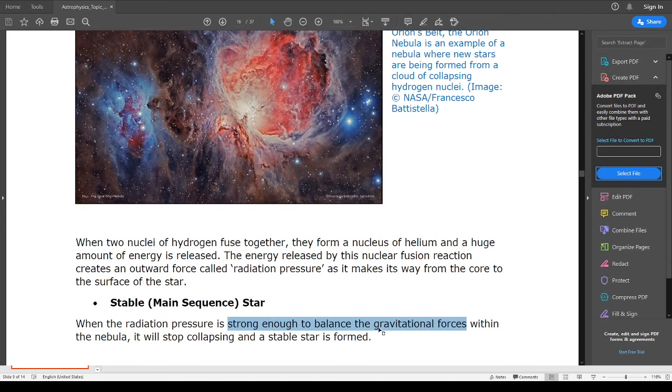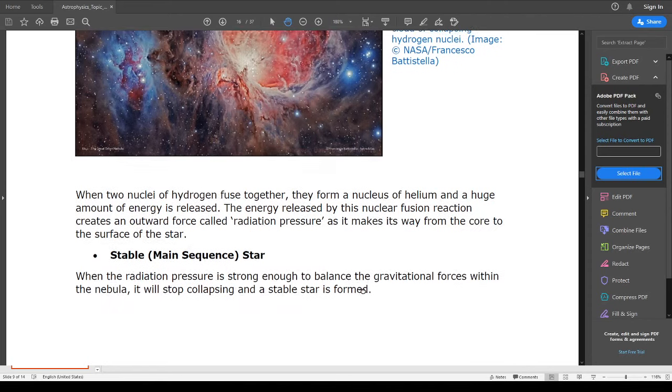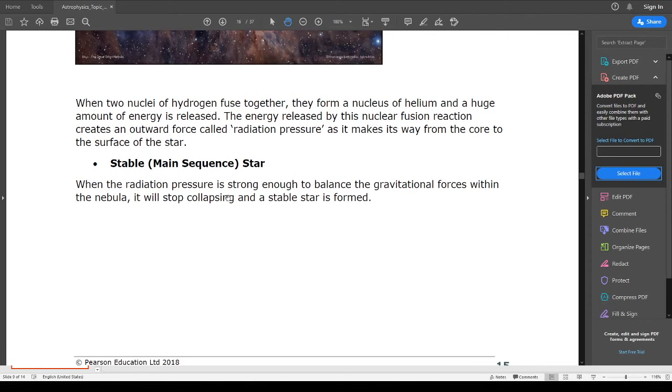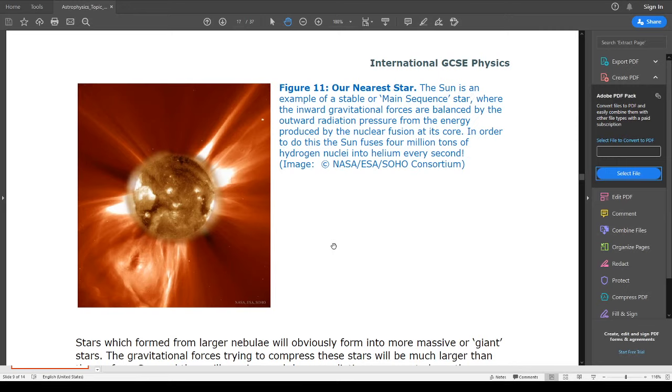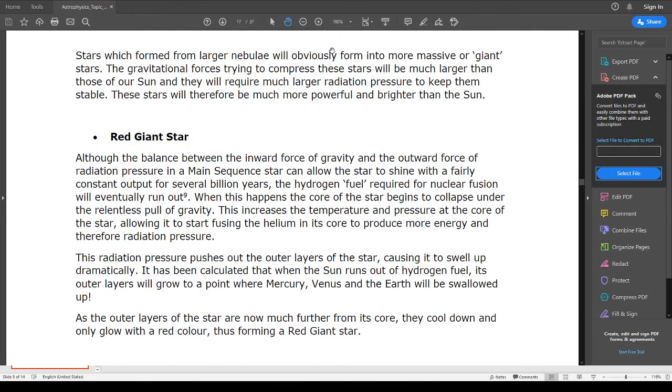So when the radiation pressure is strong enough to balance the gravitational forces within the nebula, it will stop collapsing and a stable star is formed. A stable star is formed when the gravitational force and radiation pressure balance each other. Our nearest star is just an example, we'll skip through it now.